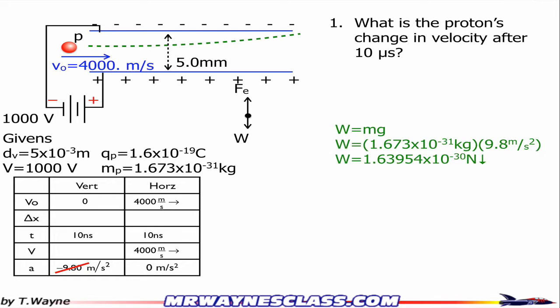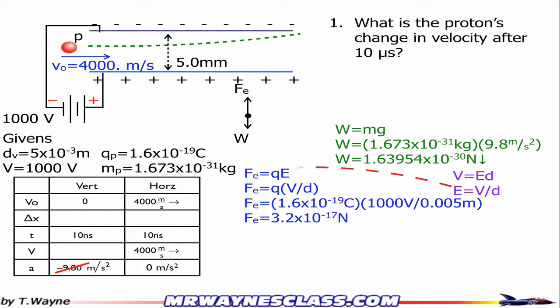So I'm going to find the magnitude of the weight, W equals mg, using the mass of a proton. And that gives me 1.6 times 10 to the negative 30 newtons going down. And then I'm going to use F equals QE to find the force due to the electric field, which means I don't have E. To find E, the electric field, I'm going to use V equals ED, or E is equal to V over D.